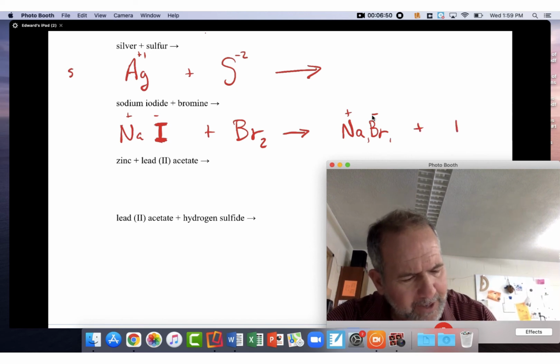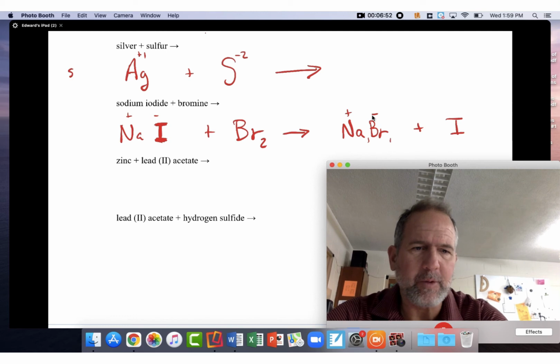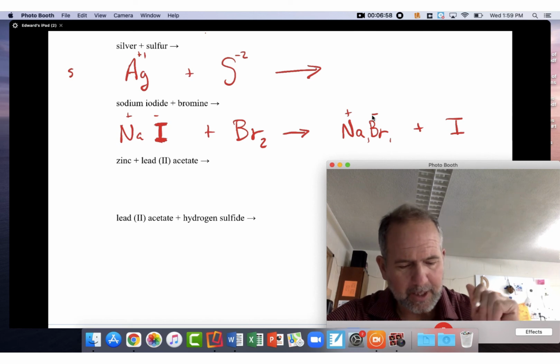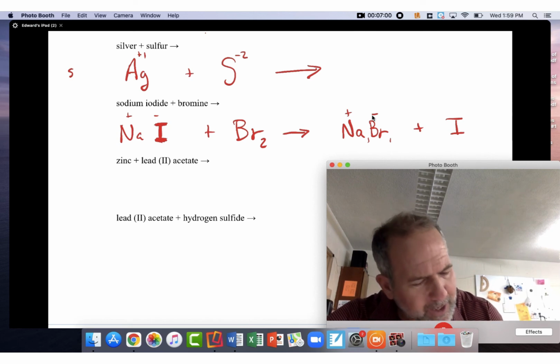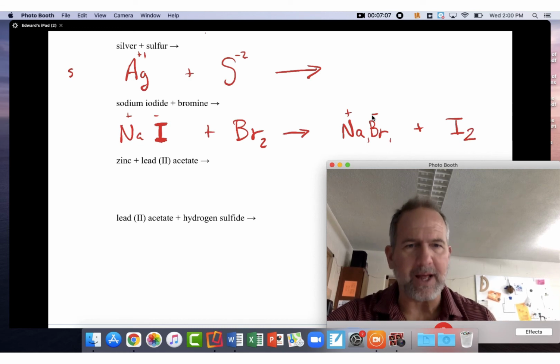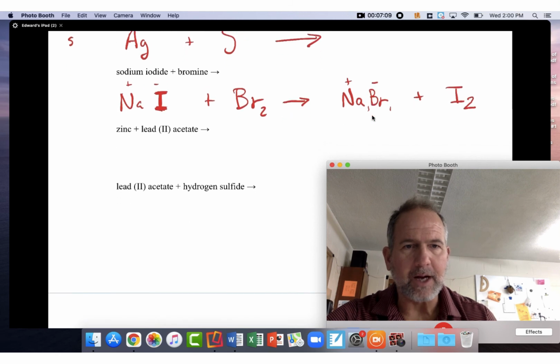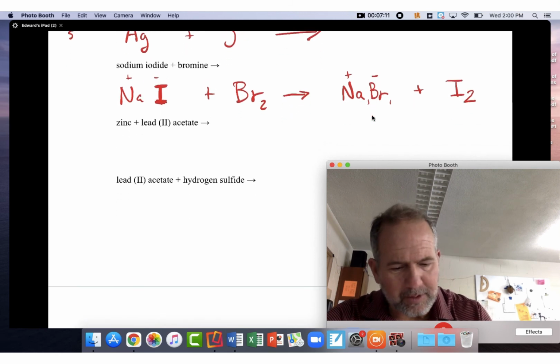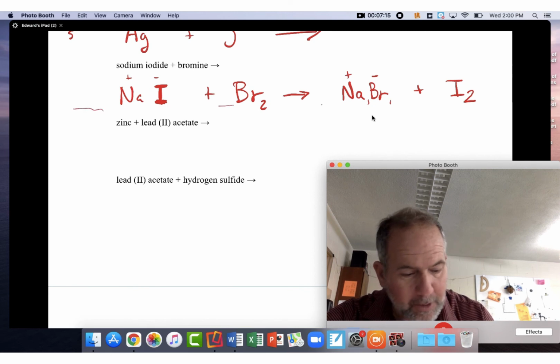Plus I. Now, if you remember your diatomics, and I just highlighted them on the board today for your class, iodine is also diatomic, so you need your 2 there. So you have to have this formula correct like this before you can balance it. I am going to let you balance this, though, so you have to put the coefficients and the large numbers in, okay? I'm going to leave it as that.